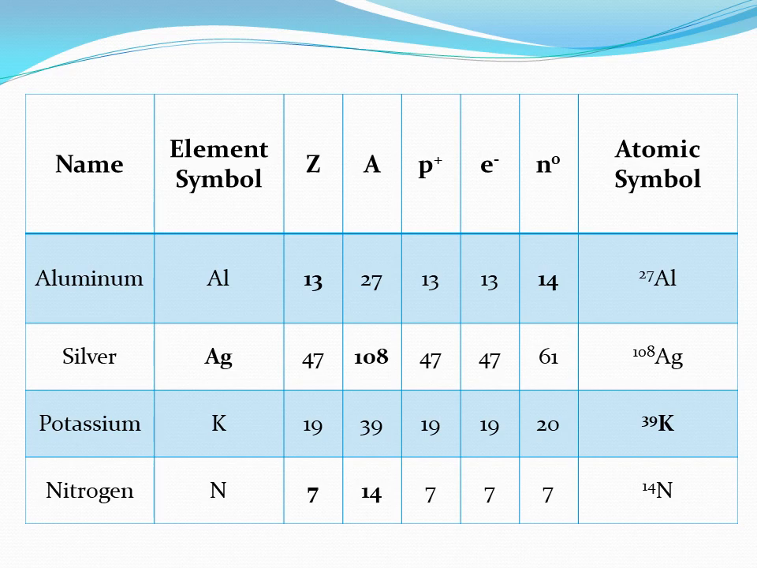Also, the atomic number is the number of protons, so we can fill in P plus for 13. In neutral atoms, the number of protons is equal to the number of electrons, which is 13. Then the only thing left is to determine the mass number, A. The mass number A is the sum of the protons plus the neutrons. So 13 plus 14, which gives us 27.